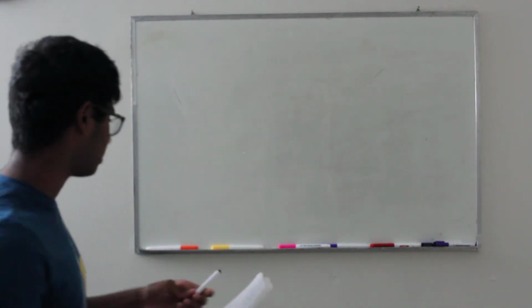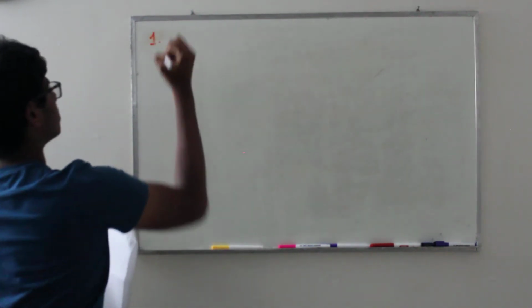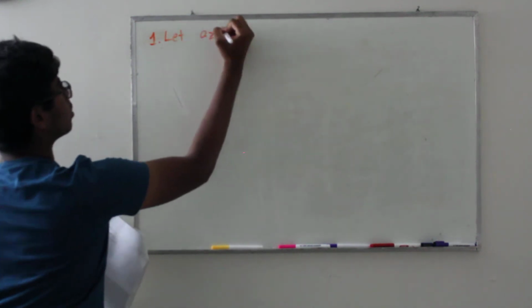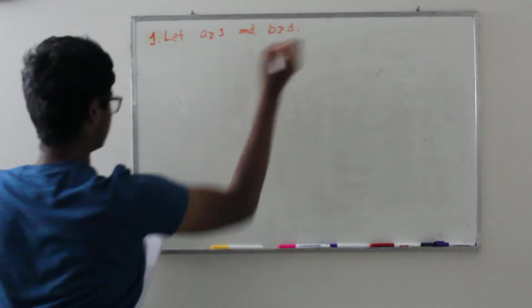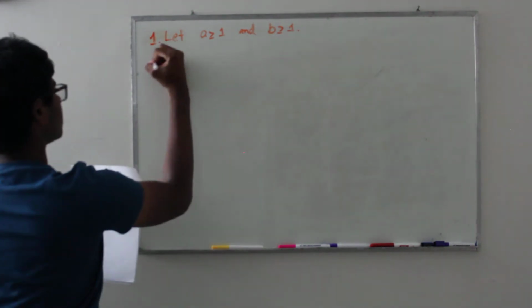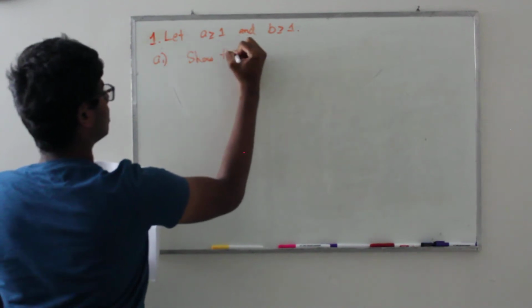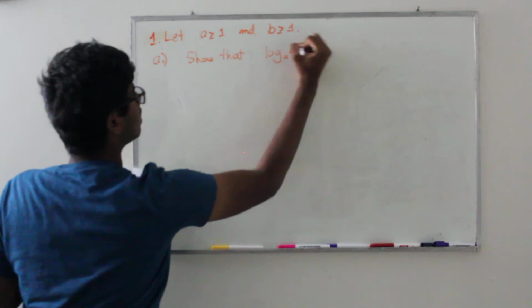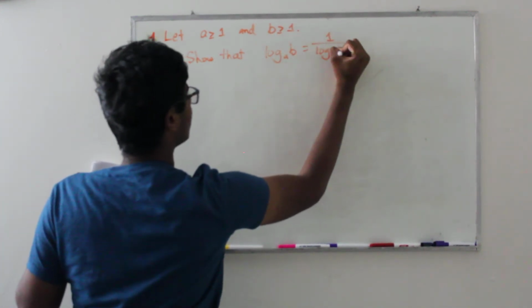It's a logarithm problem. It gives you two variables, a and b, and it says let a greater than or equal to 1 and b greater than or equal to 1. So the first question is, show that log base a of b equals 1 over log base b of a.